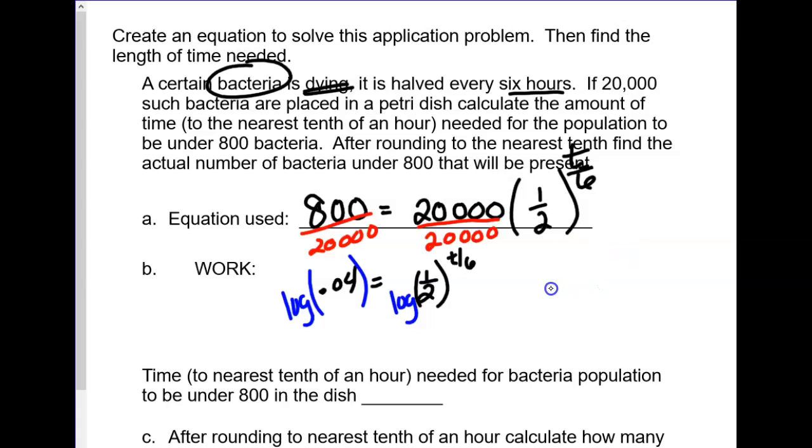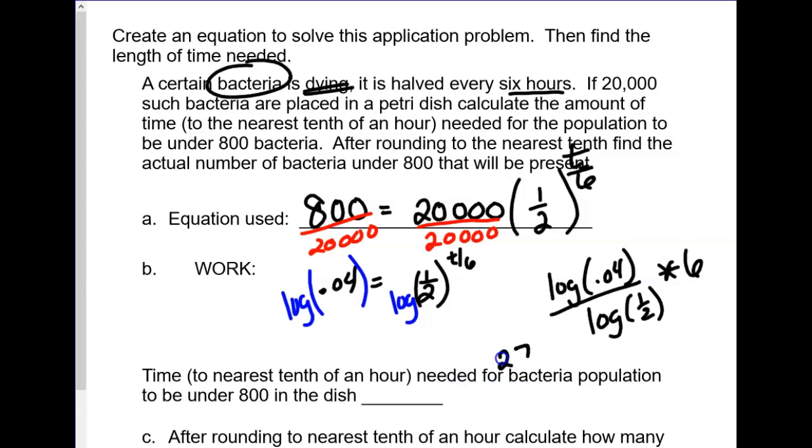Basically, you're going to do a dividing and multiplying problem. So on your calculator, you need to do the log of 0.04 divided by the log of 1/2, or 0.5. And then you got to multiply that by 6 because of this t over 6 thing. So to the 10th place, it's 27.9. But wait, I don't know if that's actually going to work.